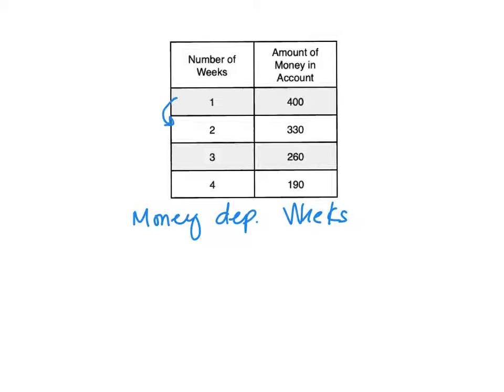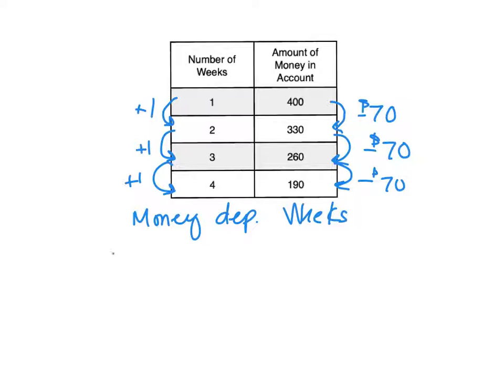So let's see. I'm going up a week, but now the amount of money is going down. We're losing $70. And we're going up another week. And again, we've lost $70. So it looks like every week someone is spending $70. So they are spending, or it's going to go down $70 per week.